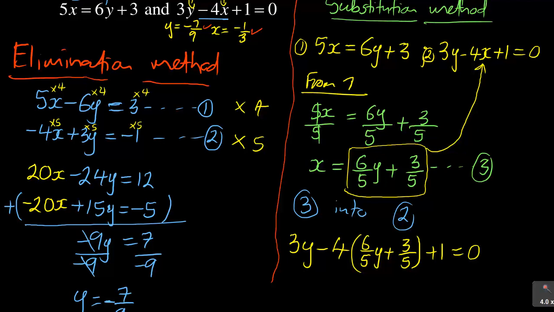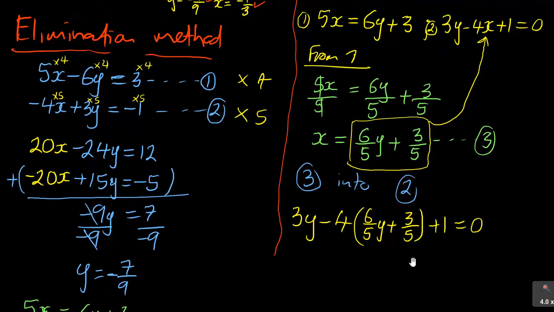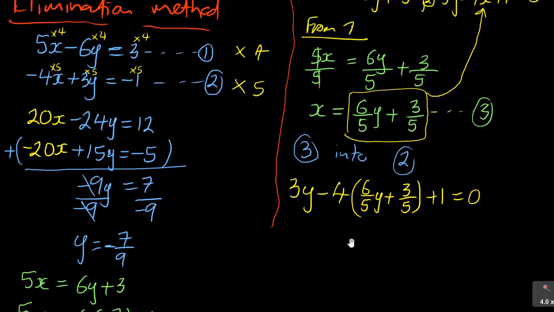So this method is called substituting by that arrow, because where there is an x, I substitute with the value of x under equation 3. So that's why they call it the substitution method. After I've done the substitution, I need to expand and solve for y.